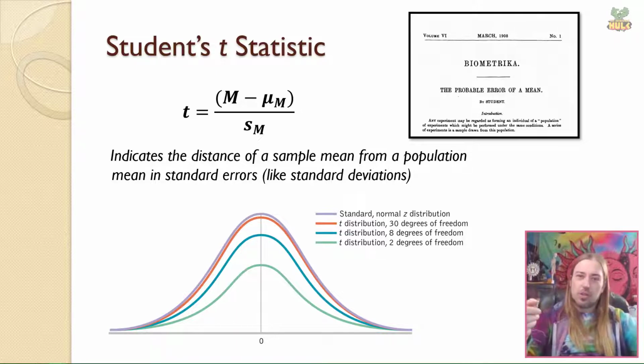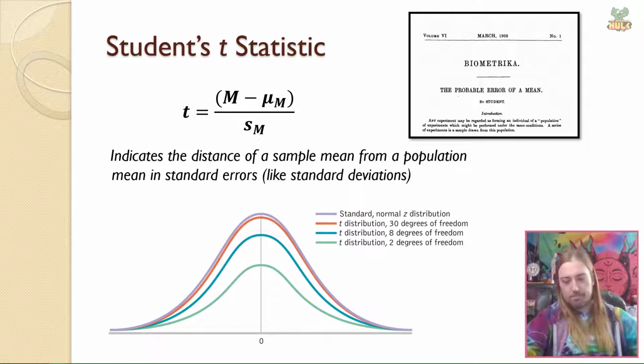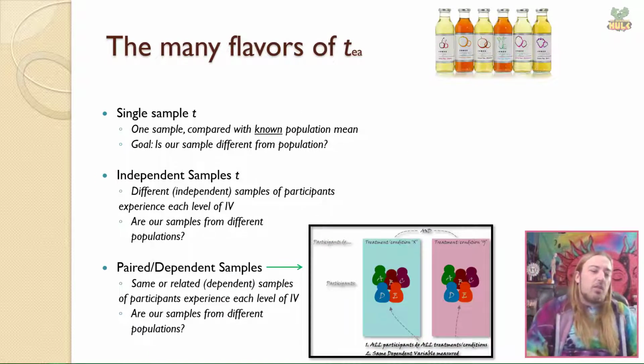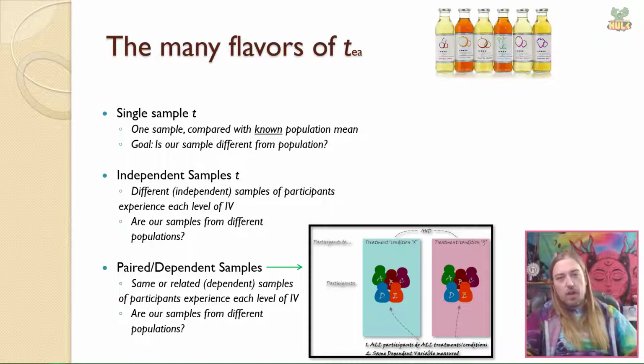And I told you I'd show you Student's test, or Student's paper. There it is, the probable error of a mean by Student. Right, so Student's t. Now, t-tests can really be used anytime we want to see if a sample is different from a population, which means we could say, is one sample different from a known value of a population? So if I know something about the population already, can I say whether my sample does or does not fit in that population? How about if I had two different samples?